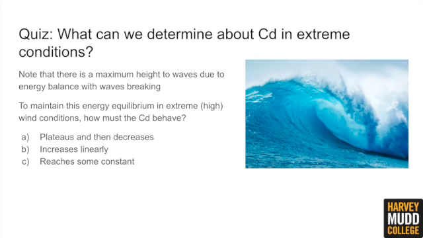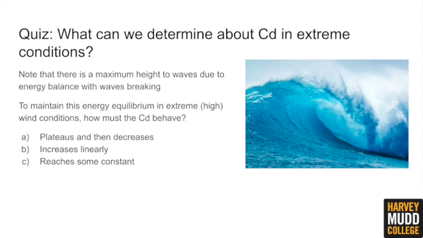So next we have a little bit more of an intuition quiz. What can we determine about that transfer coefficient of momentum in extreme conditions? So first, let's note that there is a maximum height to waves due to the energy balance with waves breaking. So basically, imagine a really big lake. There's only so much energy that you can put into that body of water, and it's basically balanced out by when waves break, they release that energy that's trapped by holding up that water high in the wave. So there's this energy balance between having waves and having waves break.